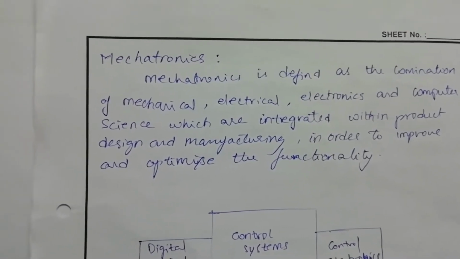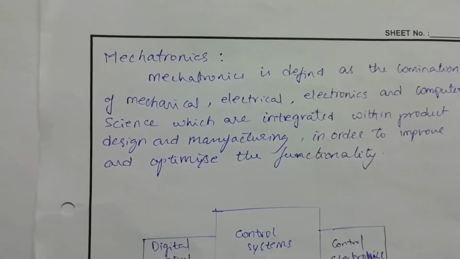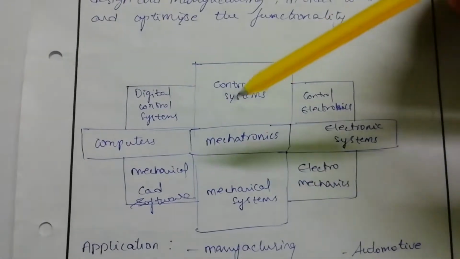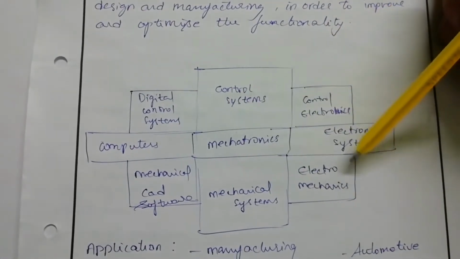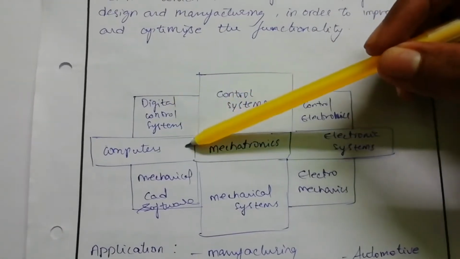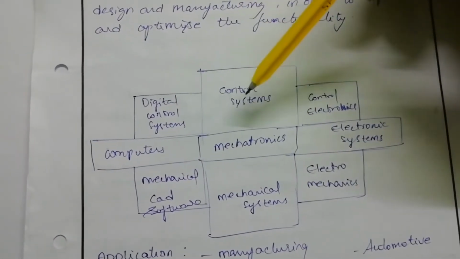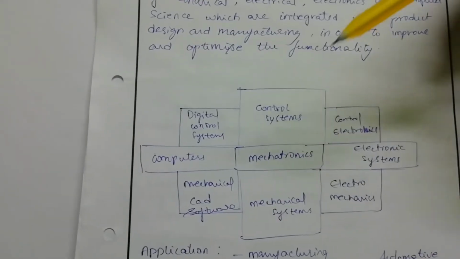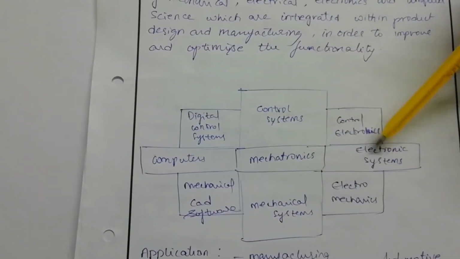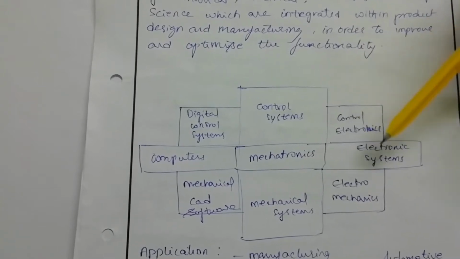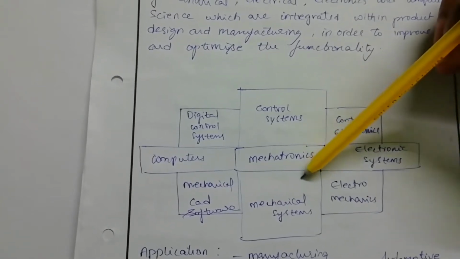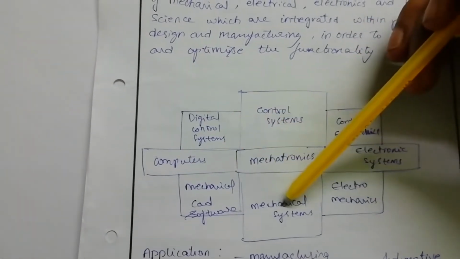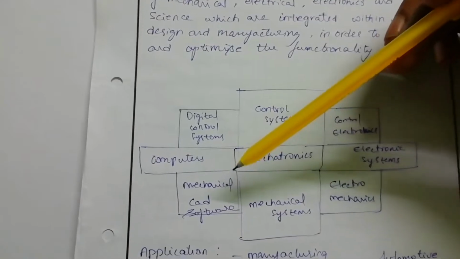Now we learn about the basic structure of mechatronics. It is integrated with control systems, electrical systems, mechanical systems and computer science. The control systems and computers form digital control systems, control systems and electronic systems form control electronics, electronic systems and mechanical systems form electromechanics, and computers and mechanical systems form mechanical CAD software.